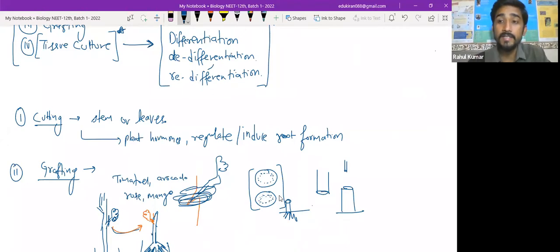So for grafting, it's limited. Not all plants can be grafted on all plants. So only few plants can be grafted with other plants. Is it clear, everyone? So it's a better technique, but it has its own limitations. And you have to remember the limitation and advantage for all the techniques. Clear? Shall I move forward?